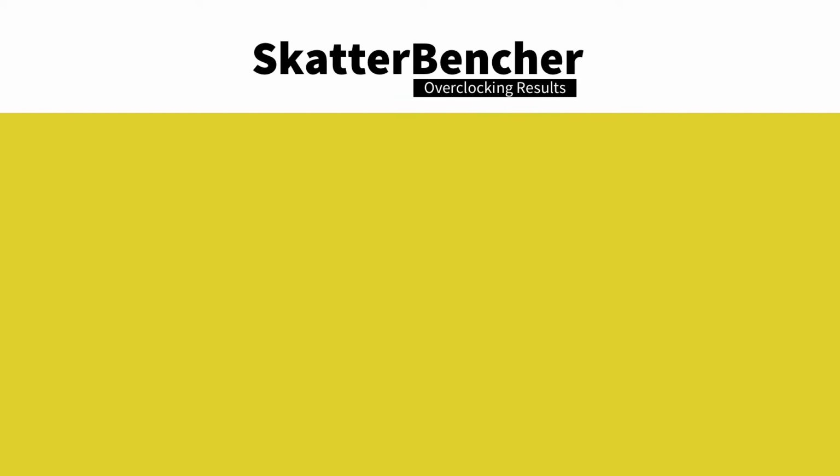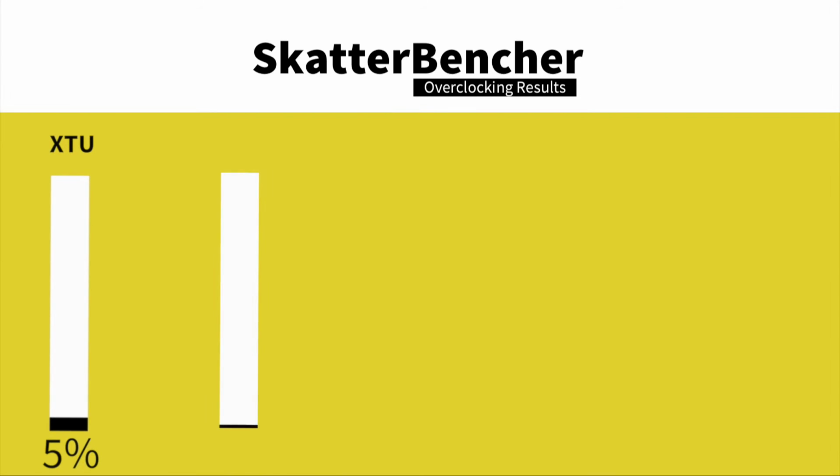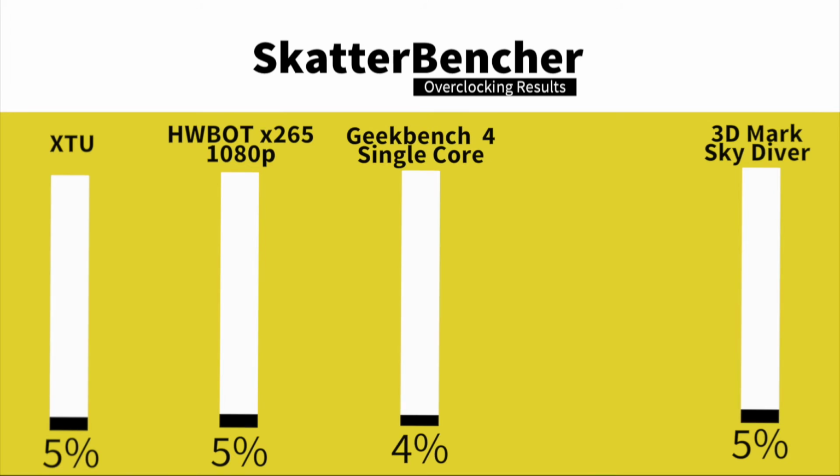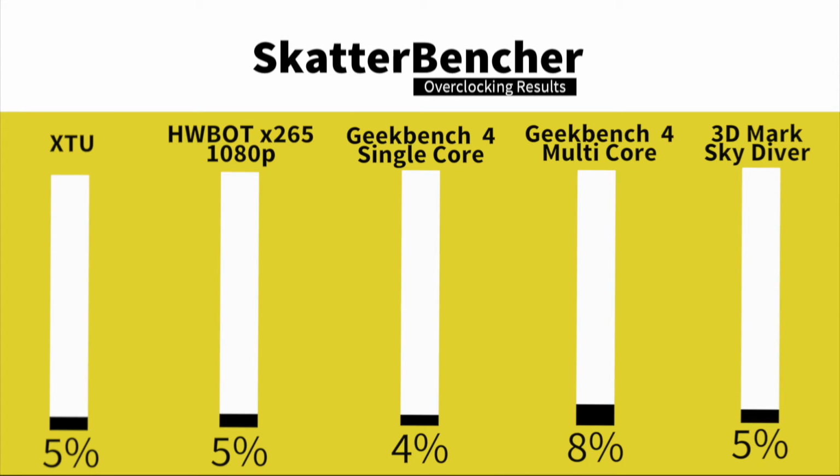So we're in the operating system after our overclock. Now let's look at the performance figures. In Intel XTU, we have a performance increase of 5%, just like in HWBOT x265 1080p and 3DMark Sky Diver. In Geekbench 4 single core, we have a performance increase of 4%, whereas in Geekbench 4 multi-core, we have a performance increase of 8%.